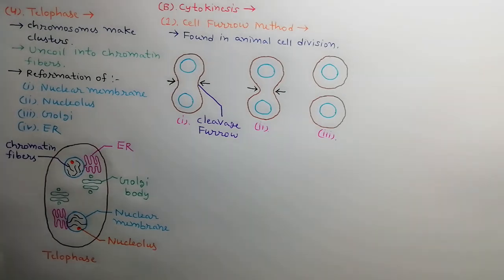Cell furrow method is found in animal cell division. As shown in the diagram, a cleavage furrow appears on the plasma membrane which deepens gradually and meets at the cell center. As a result, two daughter cells are formed.